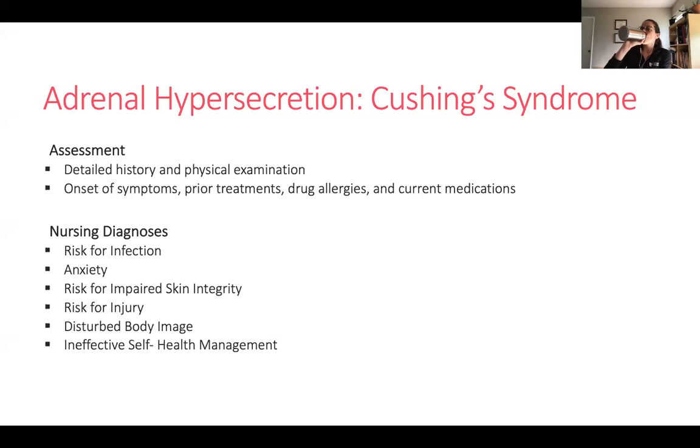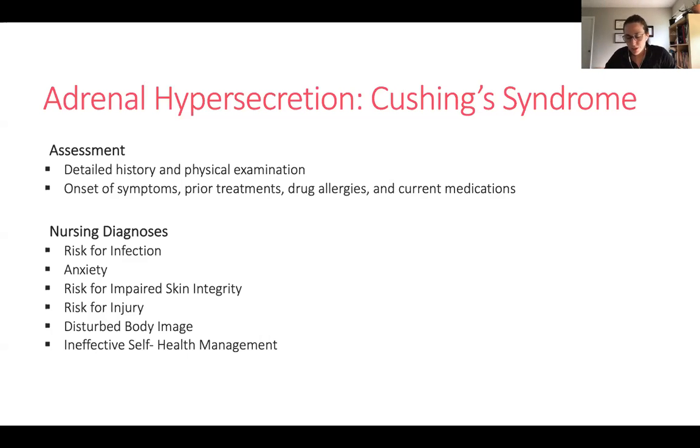Anxiety, that will be due to the personality changes and then coping with their illness, with all of the adaptations that they have to make to their life and the changes to their appearance. Impaired skin integrity, their skin is very fragile, so teaching them to take care of their skin. Risk for injury, same reason, their skin being fragile, and also because fractures can occur easily due to osteoporosis.